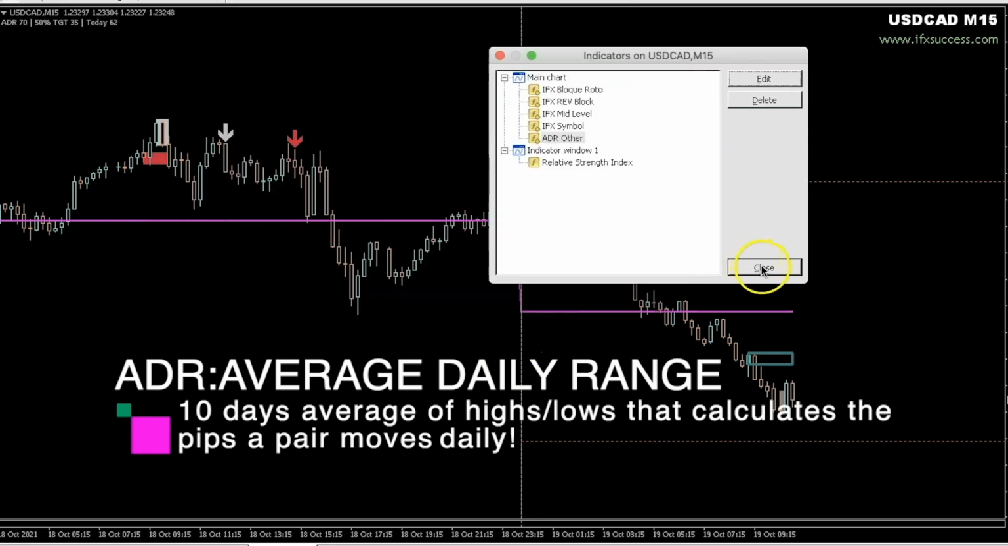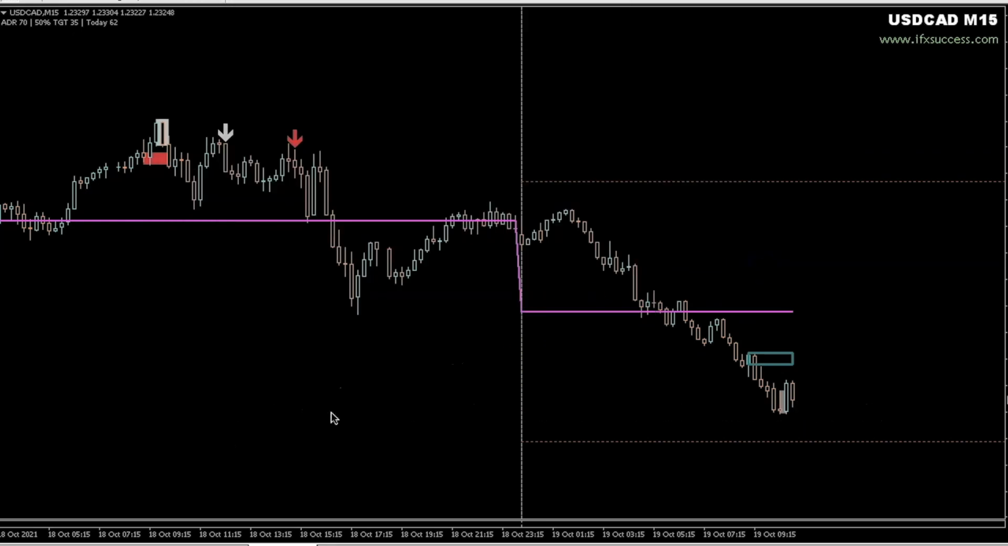So what is the average daily range? Very basic. It's just averaging the last 10 days, how much the market has moved up and down for that specific pair. Right over here it gives you the information already, ADR 70. So the average for today, give or take, this pair should move 70 pips. And then right here it gives you the 50% target, which is half of that, of course. If you enter, maybe you should be looking at 50% of that, which would be around 35 pips.